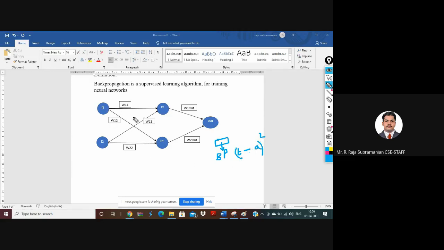I need to modify these W values in such a way that I can get different results, so that in the next iteration the error is somewhat reduced. This is called backpropagation: going back, calculating the weights one more time, and then predicting the output again. This is what I call the backpropagation network, right?